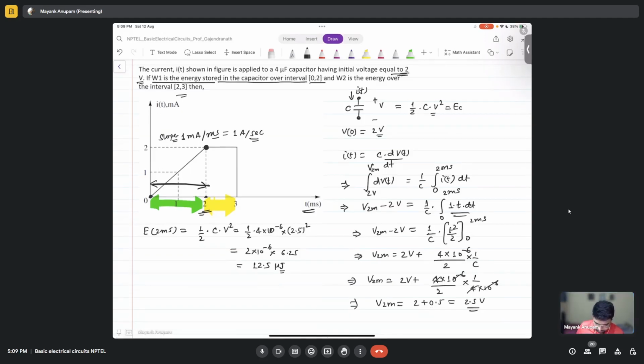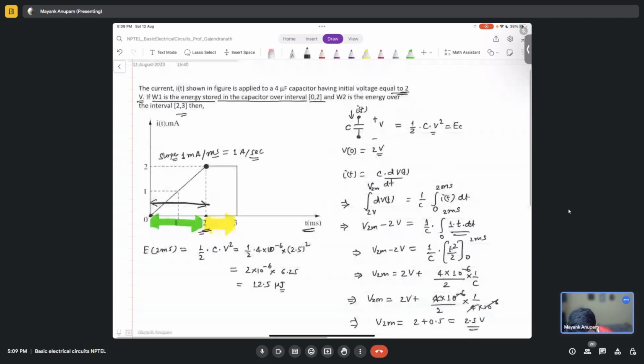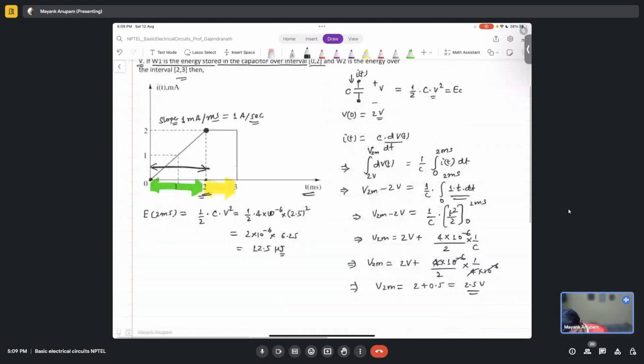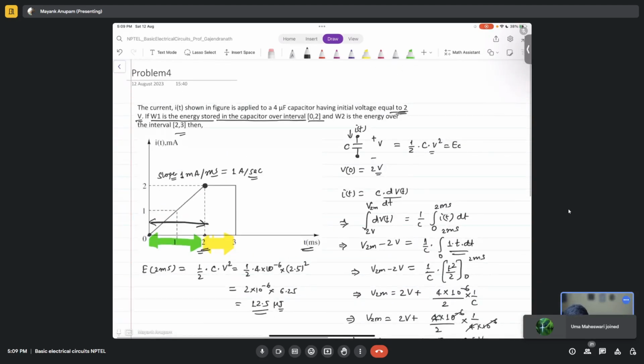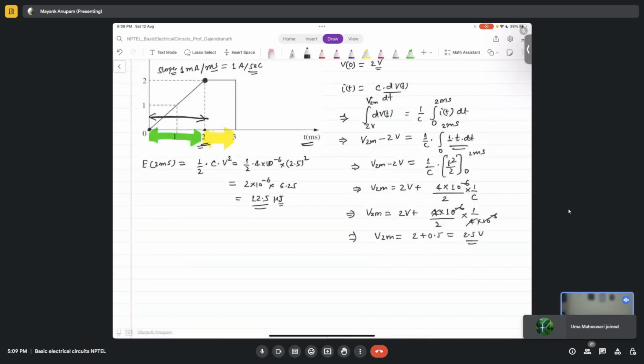12.2 microjoule. How did you come up with that? Sir, we have calculated this. No, this is 12.5 microjoules, right? This is the total energy, sir. Yes, this is your total energy. So you have to subtract the initial energy, right? Yes, sir. So you have to subtract the initial energy.